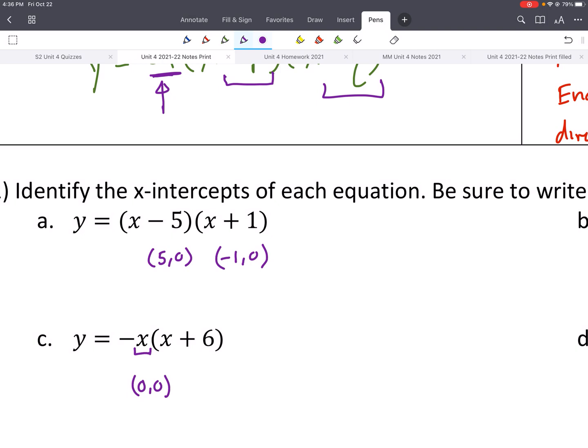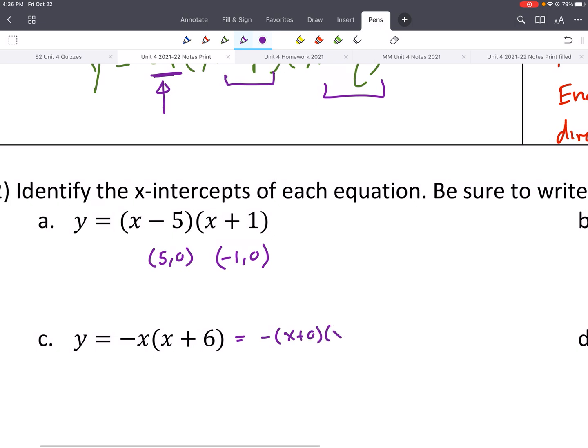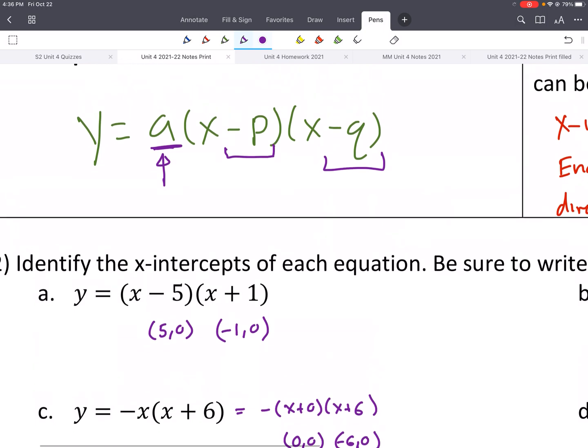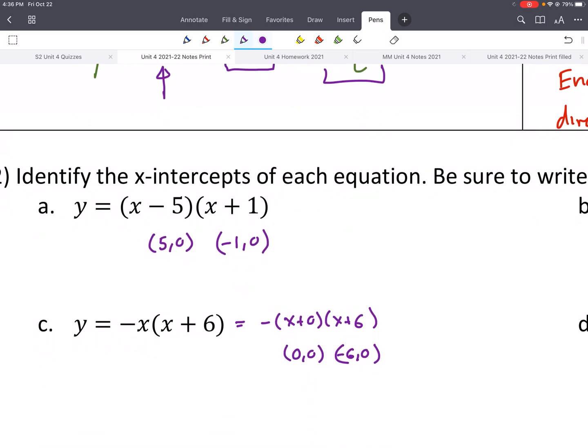Okay, all right, maybe I should preface that. So we could rewrite this using the 2 parentheses. This would be like negative as our a value, and then we do x plus 0 and x plus 6. So here we have 0, 0 and -6, 0. Those would be our x-intercepts. So don't get worked up if it doesn't look exactly how the form is. We can always make it look like it.